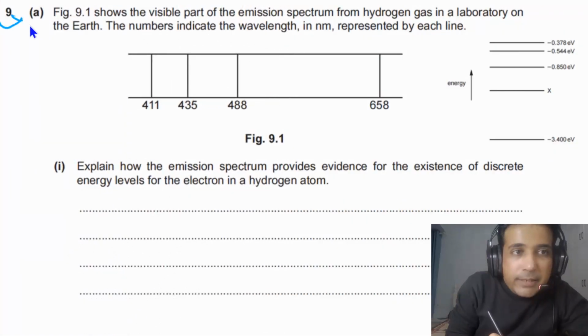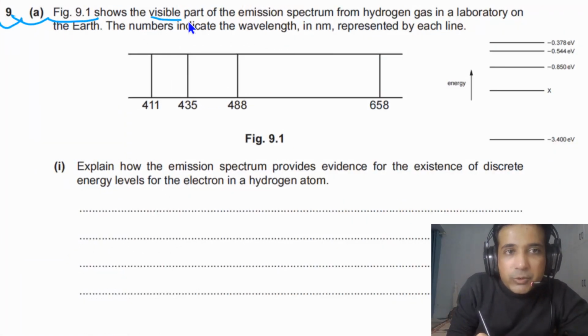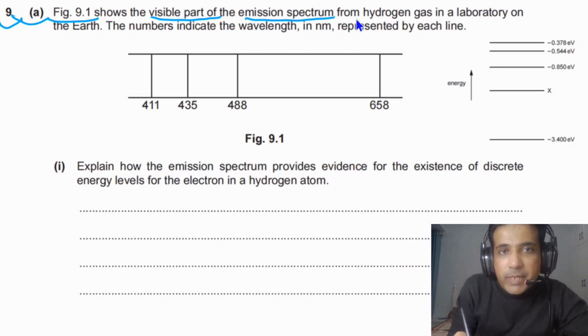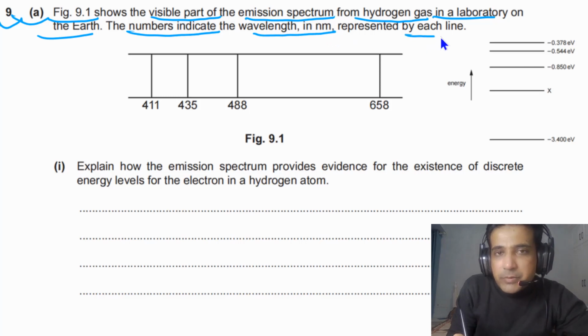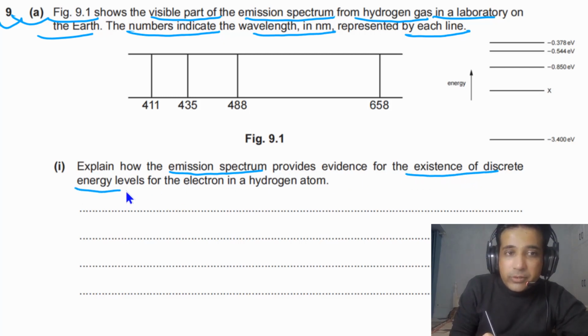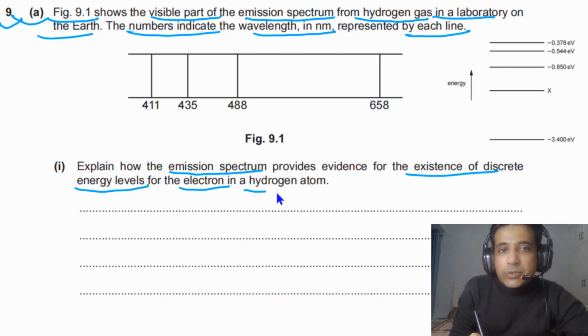For question number 9, part A, figure 9.1 shows the visible part of the emission spectrum from hydrogen gas in a lab on the Earth. The numbers indicate the wavelength in nanometers represented by each line. For part A1, we need to explain how the emission spectrum provides evidence for the existence of discrete energy levels for the electron in a hydrogen atom.